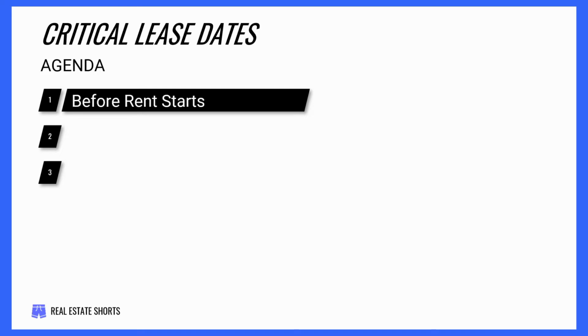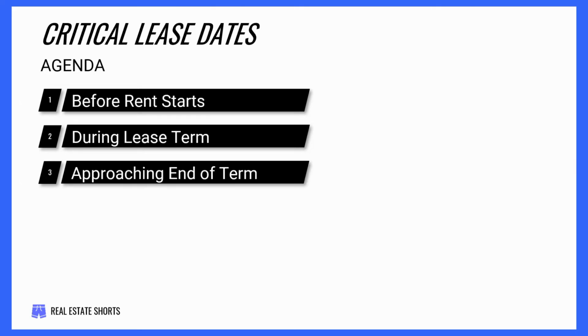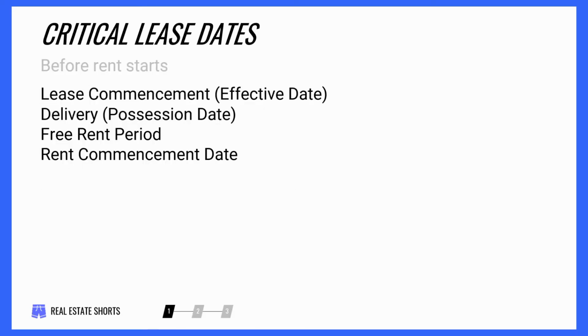So the first is all those critical lease dates that are milestones that happen before rent actually starts to get paid by the tenant. Next is those dates that occur during the lease term, and finally are those that you should keep in mind as you approach the end or the expiration of the lease.